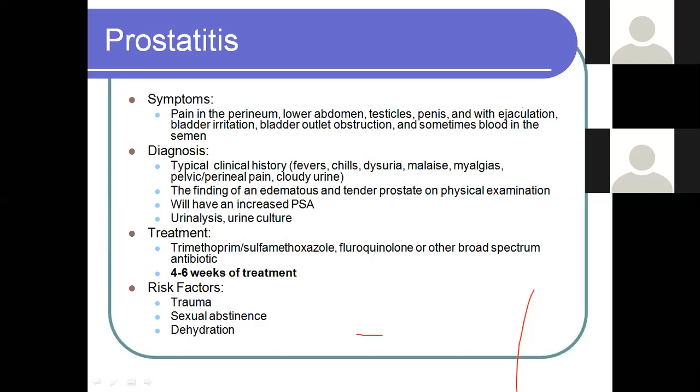So what about the treatment of prostatitis? Treatment is again with antibiotics, which is trimethoprim or fluoroquinolones or other broad spectrum antibiotics, for 4 to 6 weeks of treatment. So prostatitis has to be treated for up to 4 to 6 weeks. Now, what are the risk factors in patients who have prostatitis? They can have trauma, sexual abstinence, or dehydration.